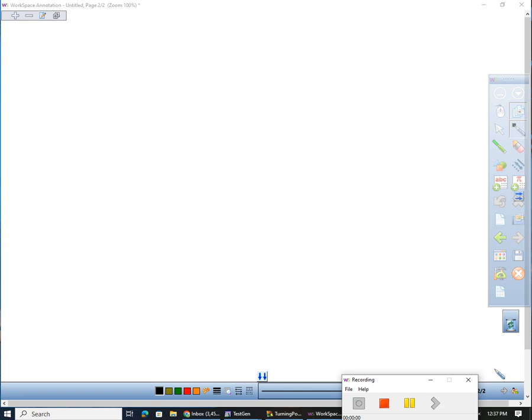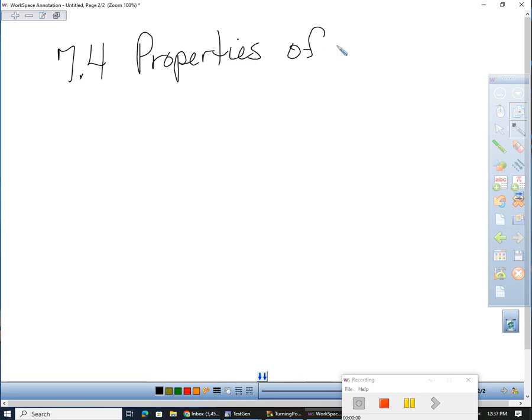Okay, we are doing 7.4, which is properties of logs. Now, before I talk about these properties, and the properties we're going to use, I want to tell you that log world is very topsy-turvy.